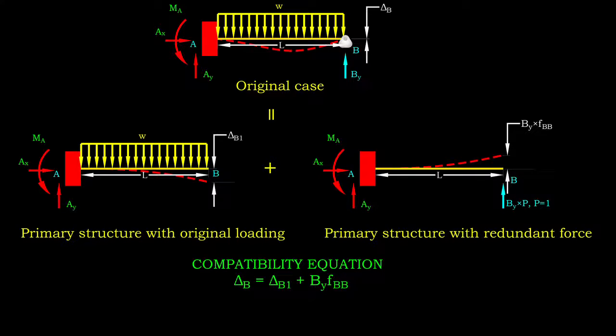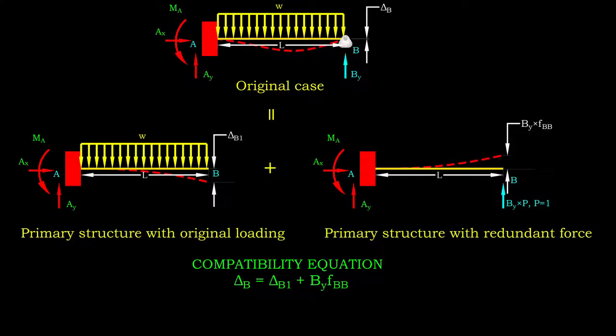From each analysis case, we need to determine the beam deflection at the location of redundant reaction. At this point, the deflection of primary structure due to original loading is counteracted by redundant reaction. Their sum should equal the deflection on the actual structure at the same location.